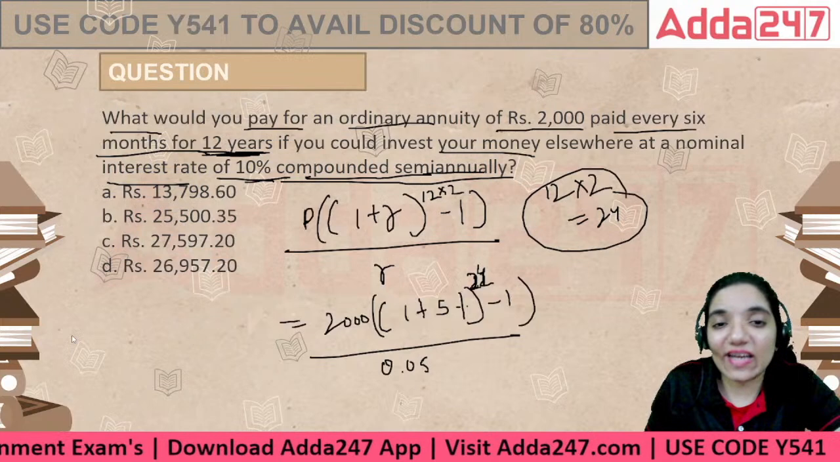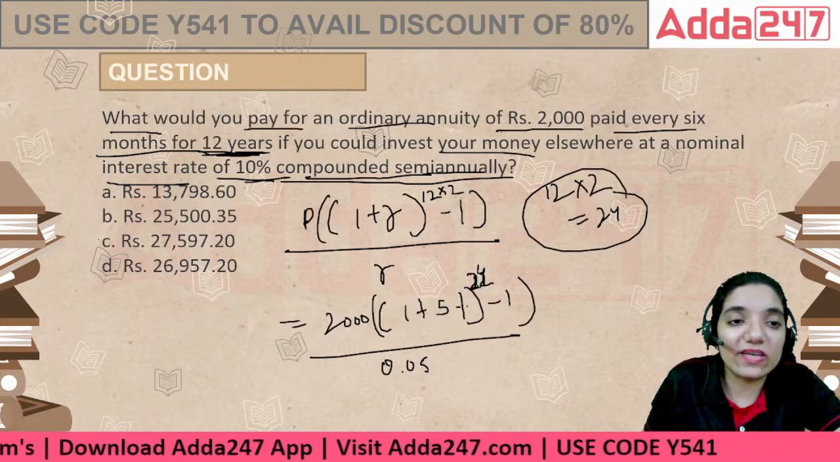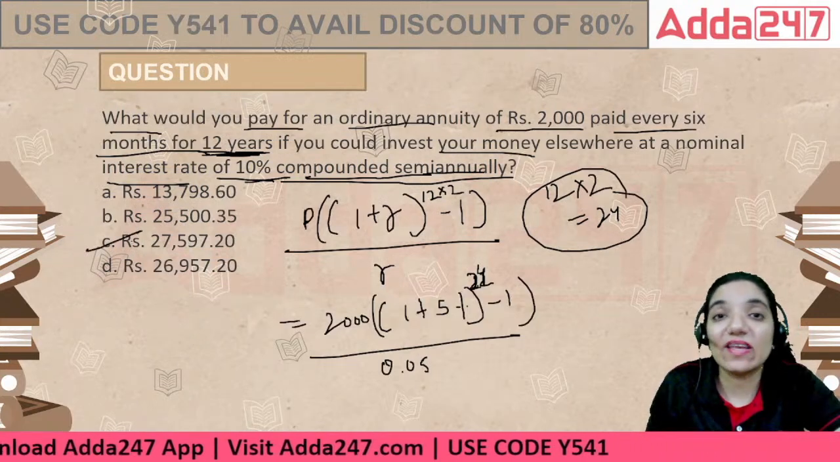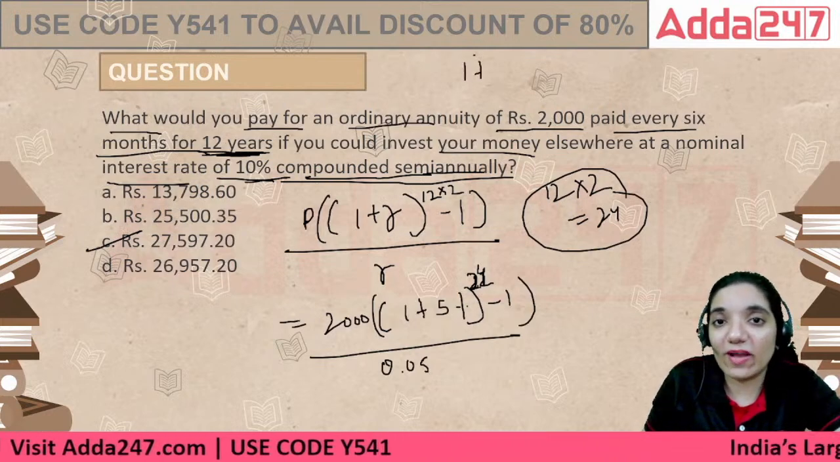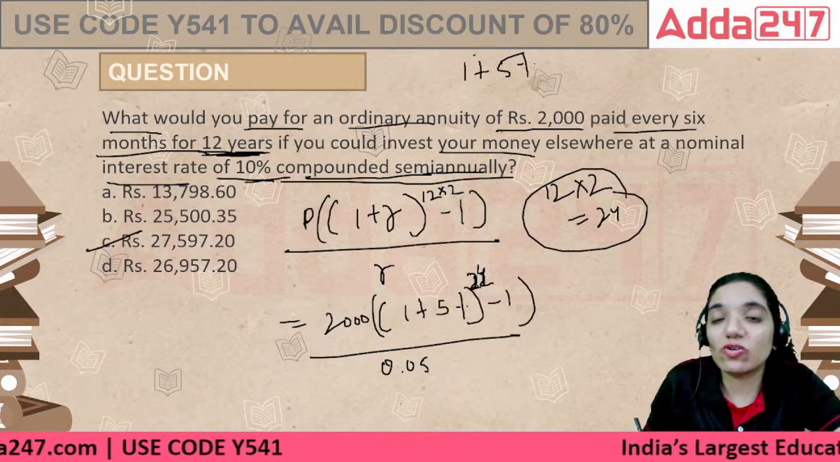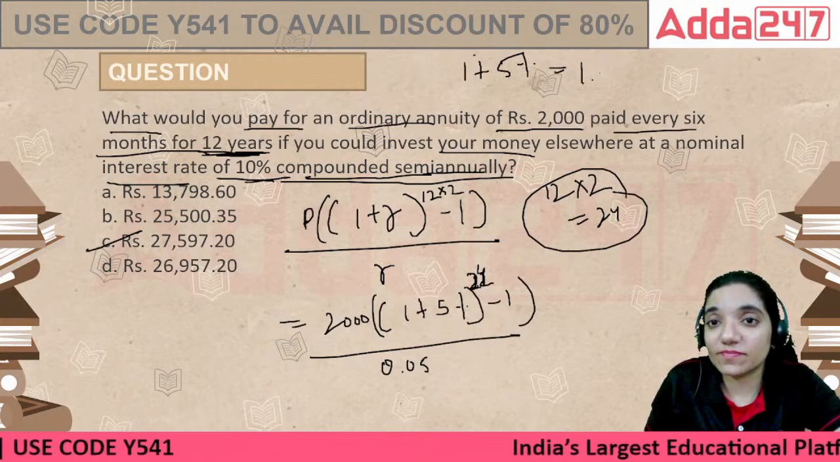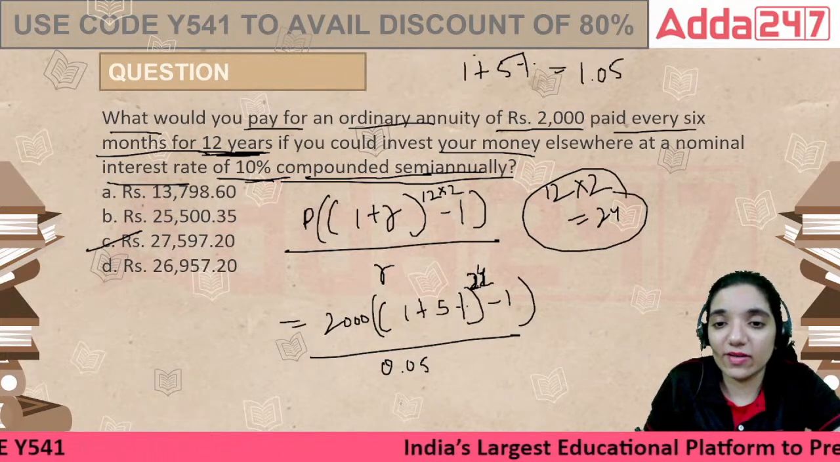So in this case, the correct answer would come out to be 27,597. In this case, all you need to do is click on 1 plus 5% on your calculator. You will get 1.05.